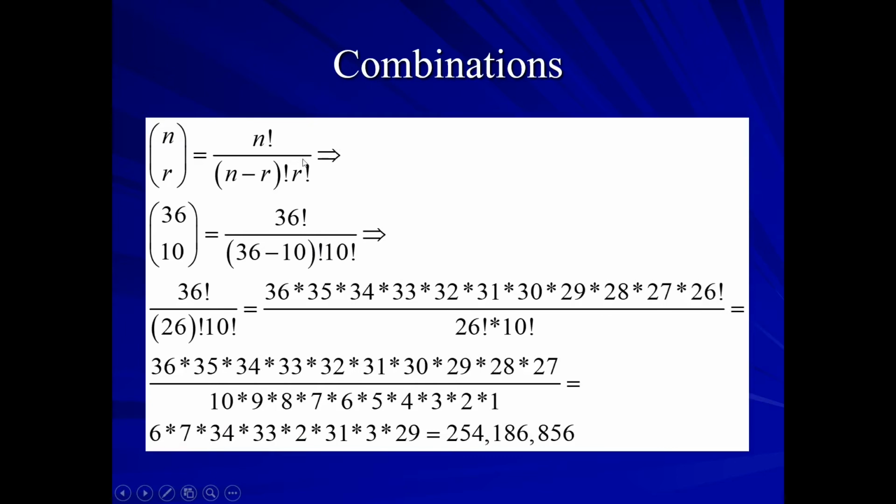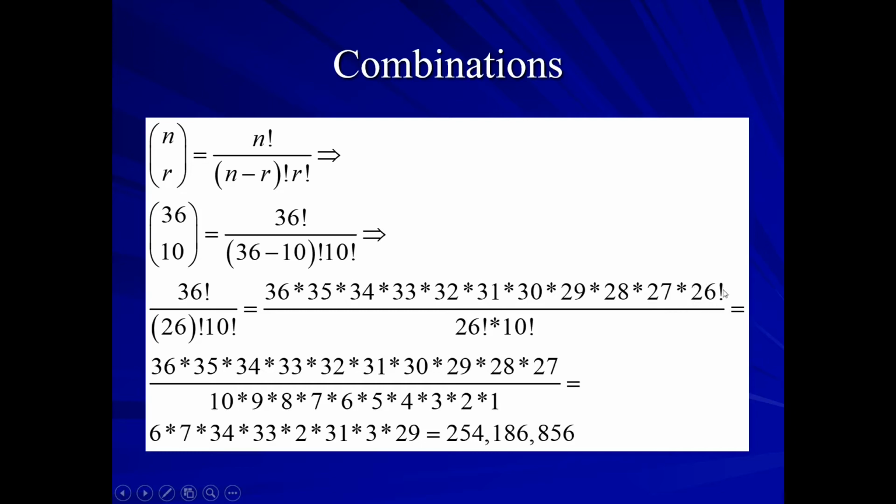And so using this formula for combinations, we can see we've got n factorial over n minus r factorial times r factorial. That is 36 factorial divided by, well, 36 minus 10 is 26. So we have 36 factorial divided by 26 factorial times 10 factorial. That gives us 36 times 35 times 34 times 33 times 32 times 31 times 30 times 29 times 28 times 27 times 26 factorial.